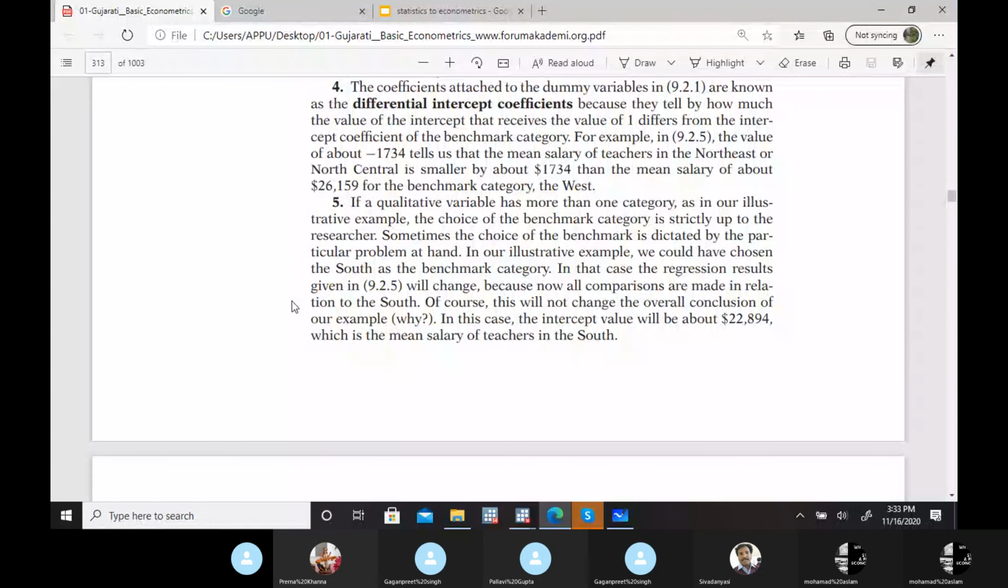Then if a qualitative variable has more than one category, as in our illustrative example, the choice of benchmark category is strictly up to the researcher. Suppose you have a social group, or you want to do this analysis based upon political parties, where one might be a supporter of Congress, BJP, or left. The choice of benchmark category is yours. It's the researcher's choice how to put that category.